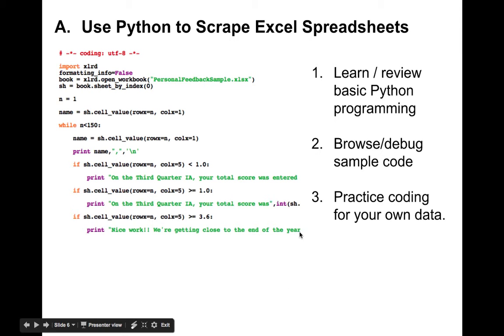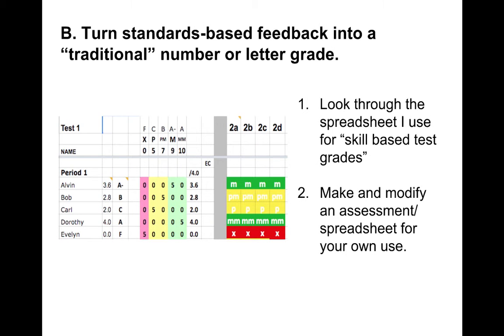This is some sample code from a Python script that is taking data from certain cells in Excel spreadsheets and translating it into statements like, on the 3rd quarter final exam or interim assessment, as they call it at my school, your total score was this. So it would actually say that in a paragraph, and it would give a different message depending on the score. So that's part A.